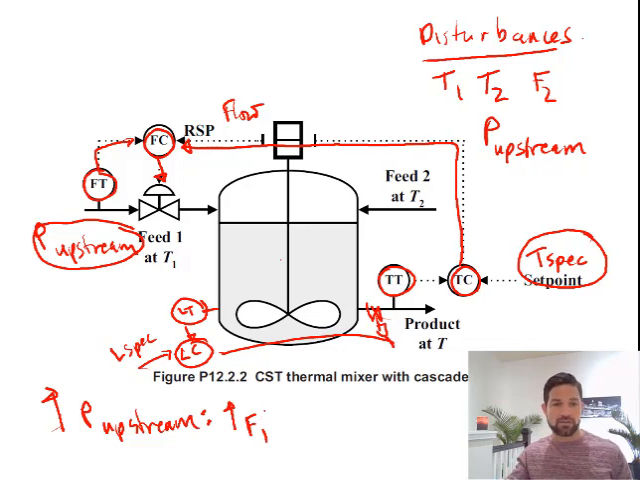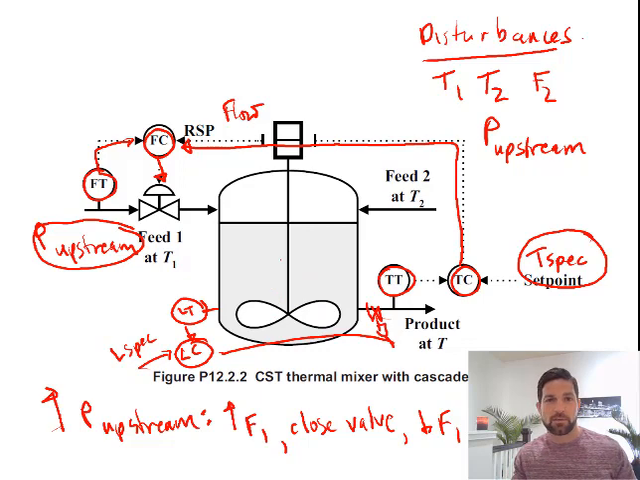Okay, when flow 1 increases, the flow controller is going to measure that increase, and it's going to request that this valve closes. So for the increase in flow 1, we're going to close the valve to decrease the flow, and this is going to bring flow 1 back down.